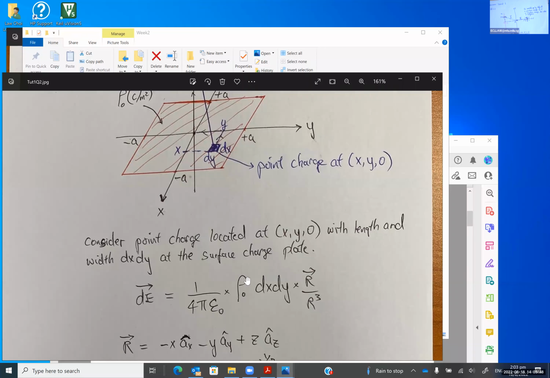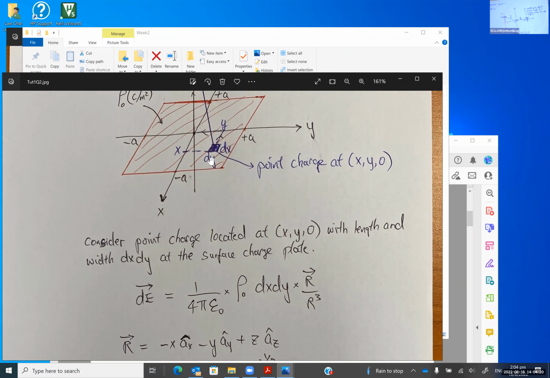Okay, so in this case, we are given that the surface charge density is rho naught. We multiply by the area of that small point charge, which has length dx and dy, right? So rho naught times dx dy is the total charge of that point charge. And it is located at x, y, z0, right? So from there, we can then have that r vector, and the denominator is the magnitude of that vector cubed. Okay, so can you tell me the r vector answer now?